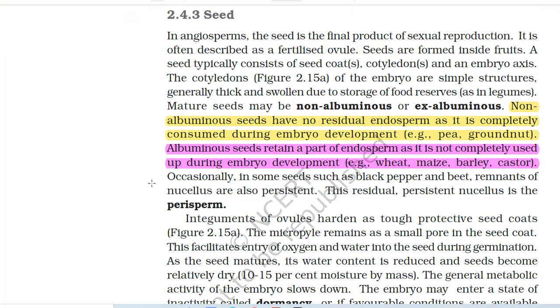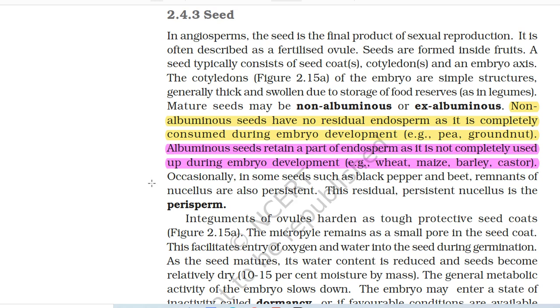In angiosperms, the seed is the final product of sexual reproduction. It is often described as a fertilized ovule. Seeds are formed inside fruits. A seed typically consists of seed coat, cotyledon, and an embryo axis. The cotyledons of the embryo are simple structures, generally thick and swollen due to the storage of food reserves, as in legumes. Mature seeds may be non-albuminous or albuminous.